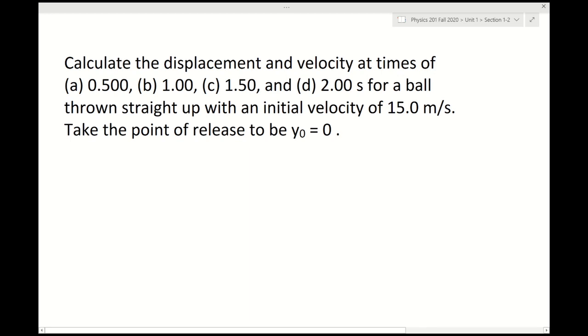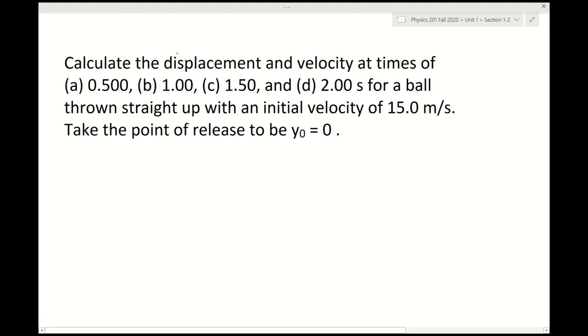Calculate the displacement and velocity at times of a half second, 1 second, 1.5, and 2 seconds for a ball thrown straight up with an initial velocity of 15 meters per second. Take the point of release to be y sub 0, or y naught, equals 0.